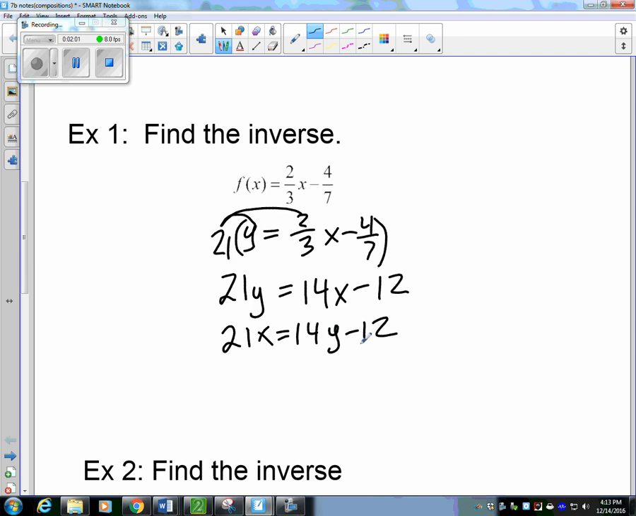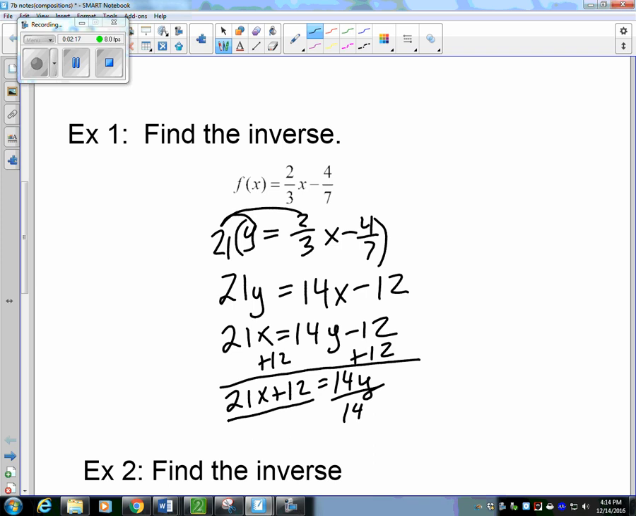To do that, just add 12. Those are not like terms, so just put them right next to each other. 21x plus 12 equals 14y. And the last step to get the y by itself is divide by 14. Divide all the terms by 14. You can do them separately if you'd like, both parts of the binomial, but I just do it over the whole thing, and that's fine.